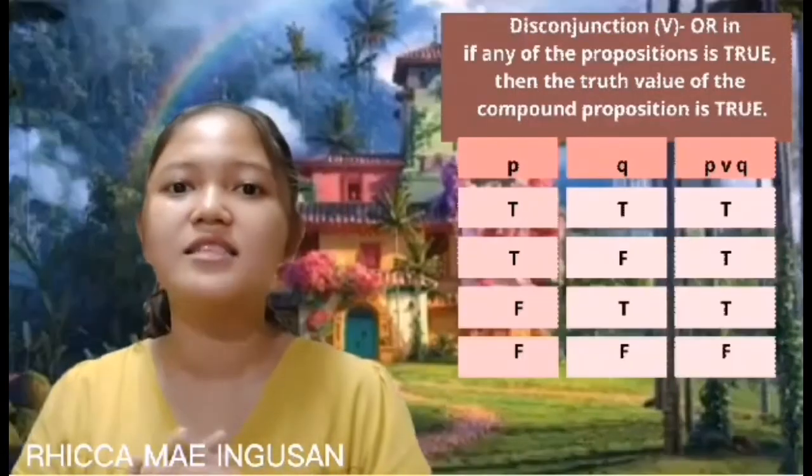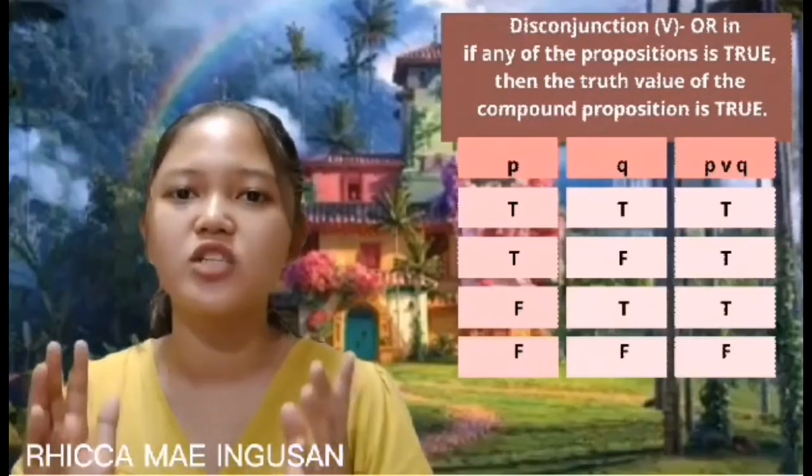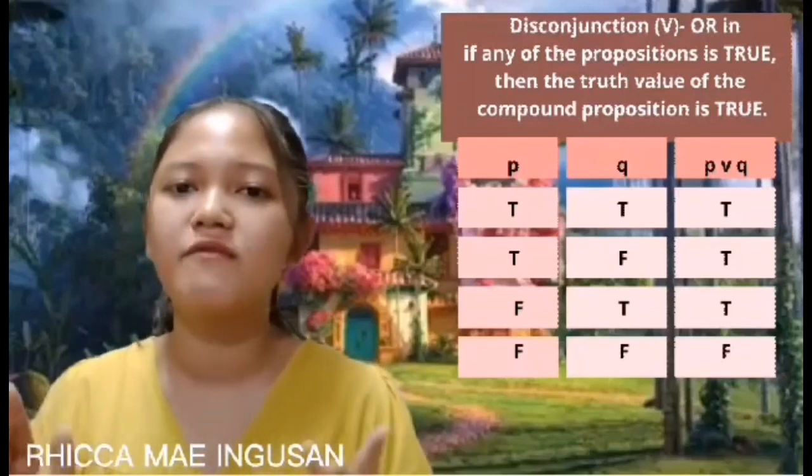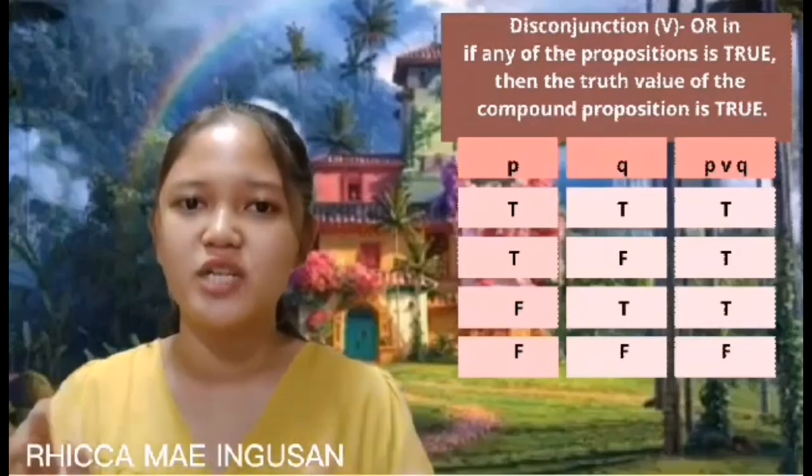Next, the disjunction, P or Q. In a disjunction, if any of the propositions is true, then the truth value of the compound proposition is true.